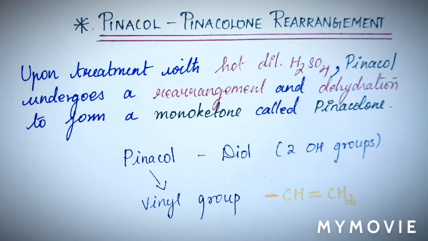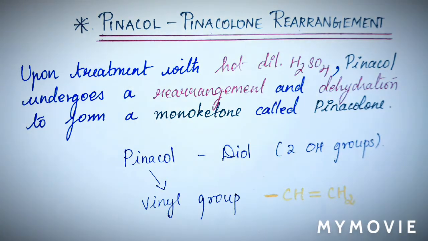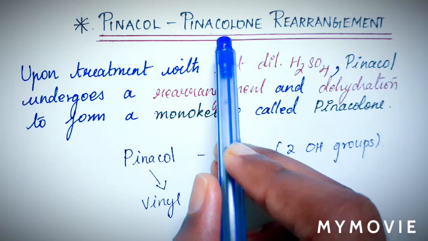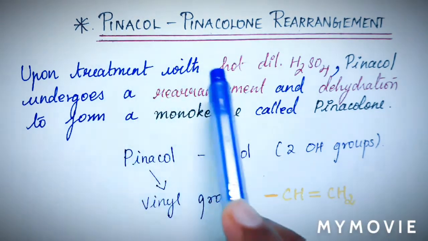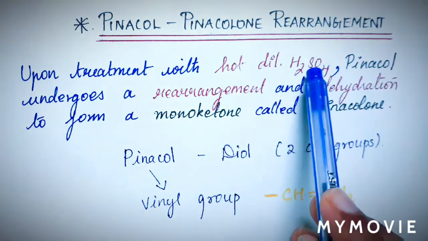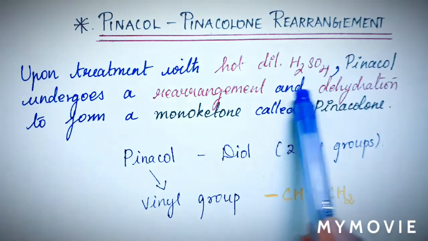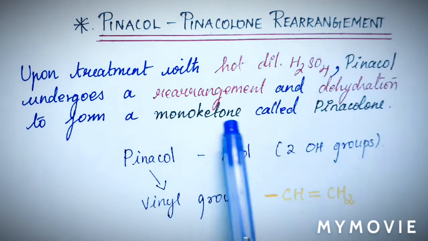Today, I'm going to discuss three rearrangement reactions, of which the Pinacol-Pinacolone rearrangement is the first one. Here Pinacol is the reactant and Pinacolone is the product. Let's look at the summary. Pinacol first reacts with hot dilute sulfuric acid and it undergoes rearrangement and dehydration to give Pinacolone, which is a monoketone.